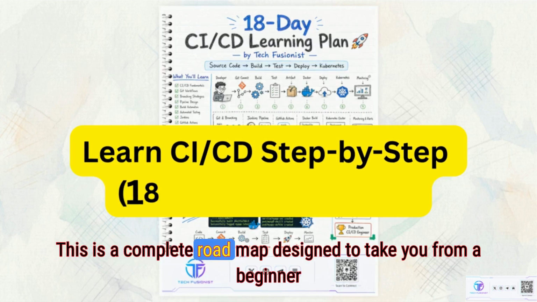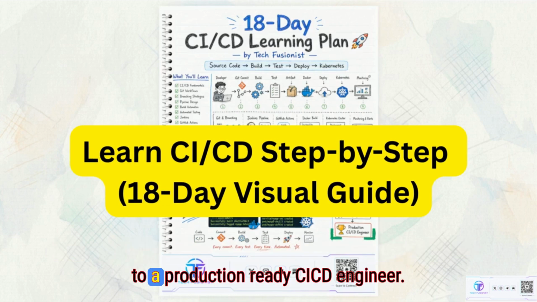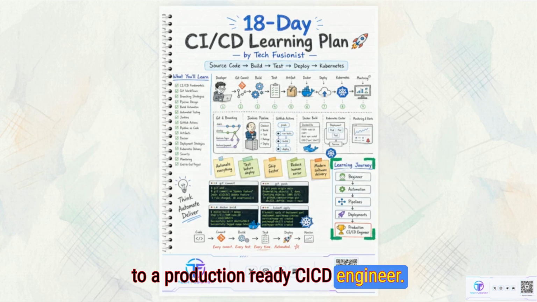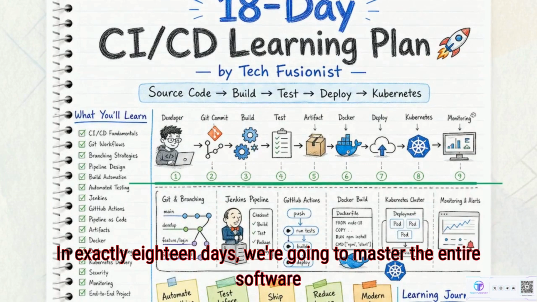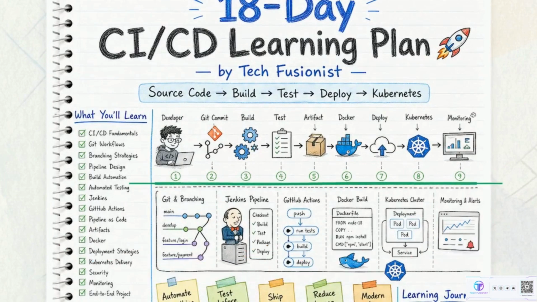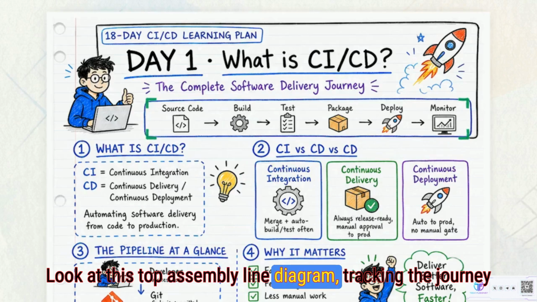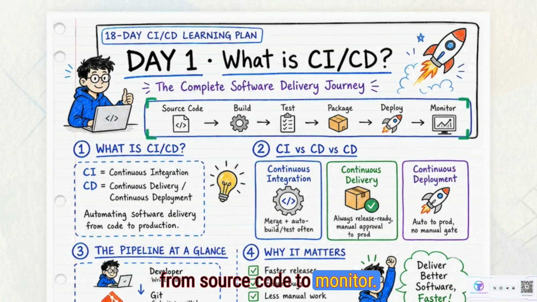This is a complete roadmap designed to take you from a beginner to a production-ready CI/CD engineer in exactly 18 days. We're going to master the entire software delivery lifecycle, step by step. Look at this top assembly line diagram tracking the journey from source code to monitor.